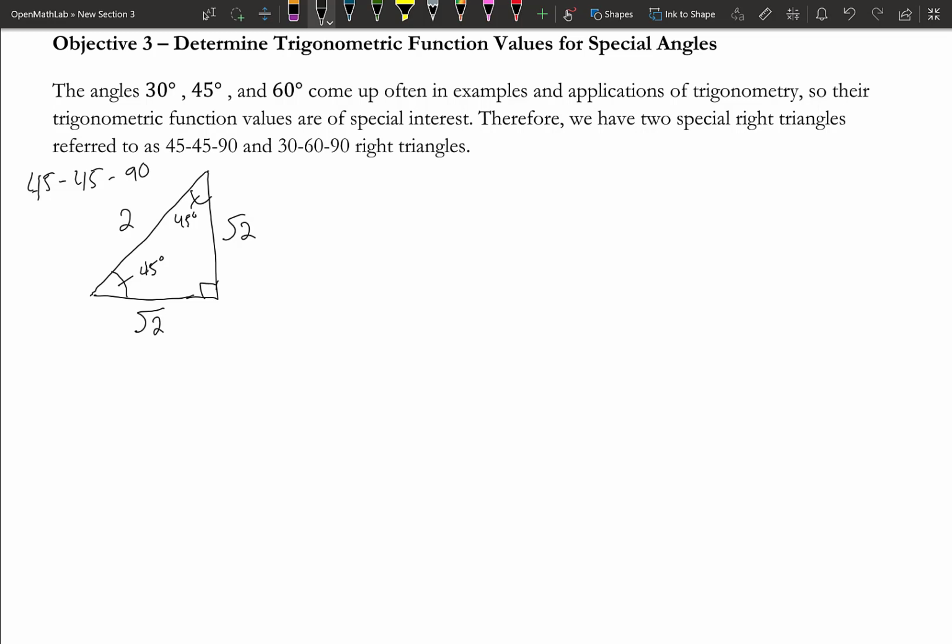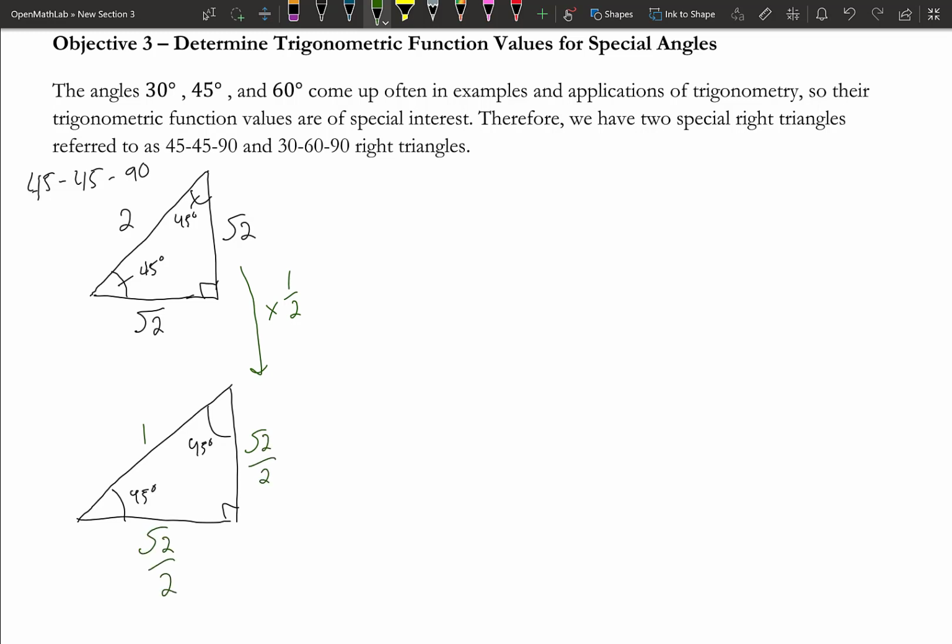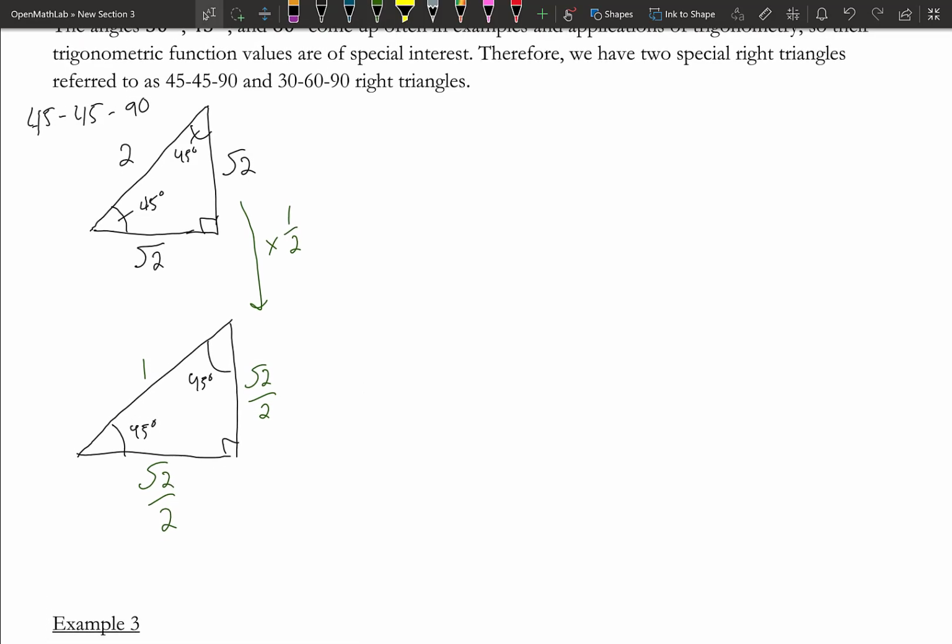Another thing that we can do is we can come up with a similar triangle, meaning that the degrees are the same. So the shape's the same, but the sides are proportional to one another. Essentially I could take this top triangle and multiply each side by a half. So 2 times a half is 1, and then this would be radical 2 over 2, and this would be radical 2 over 2. So that's one possibility.